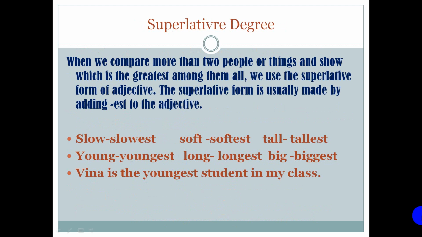And then the next is superlative degree. When we compare more than two people or things and say which is the greatest amongst them, we use the superlative form of the adjective. The superlative form is usually made by adding est to the adjective. For example, slow becomes slowest, soft becomes softest, tall becomes tallest, young becomes youngest, long becomes longest, big becomes biggest. In the sentence, we have Vina is the youngest student in my class.